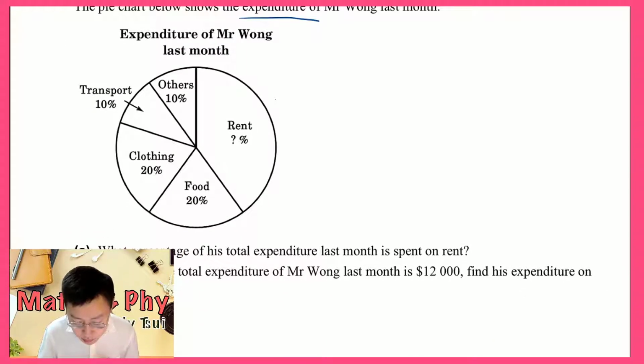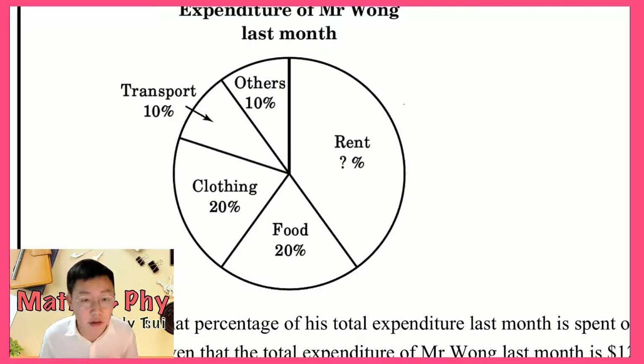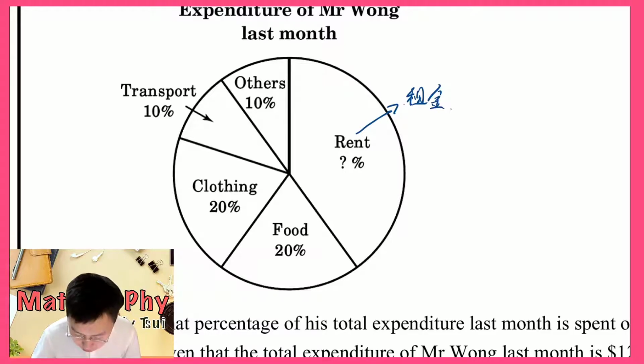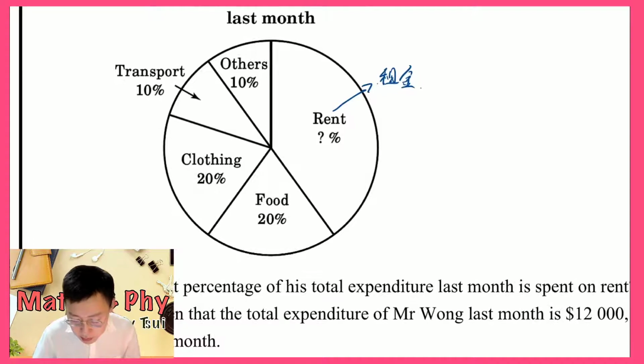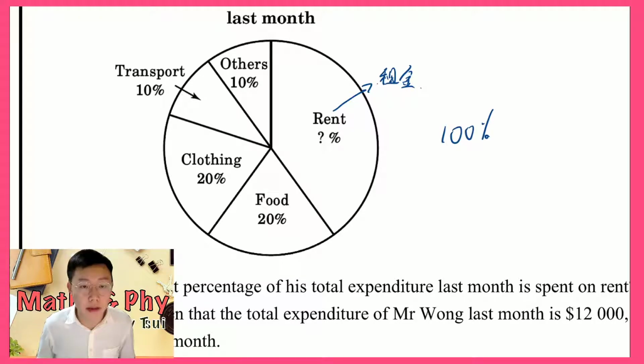Okay, so for this pie chart, you can see some of the expenditure of Mr. Wong. For example, transport, clothing, food, and rent. Okay, the meaning for rent is 租金. Alright, and we mentioned before, in total, the percentage for this picture should equal 100%. The whole circle is equal to 100%.